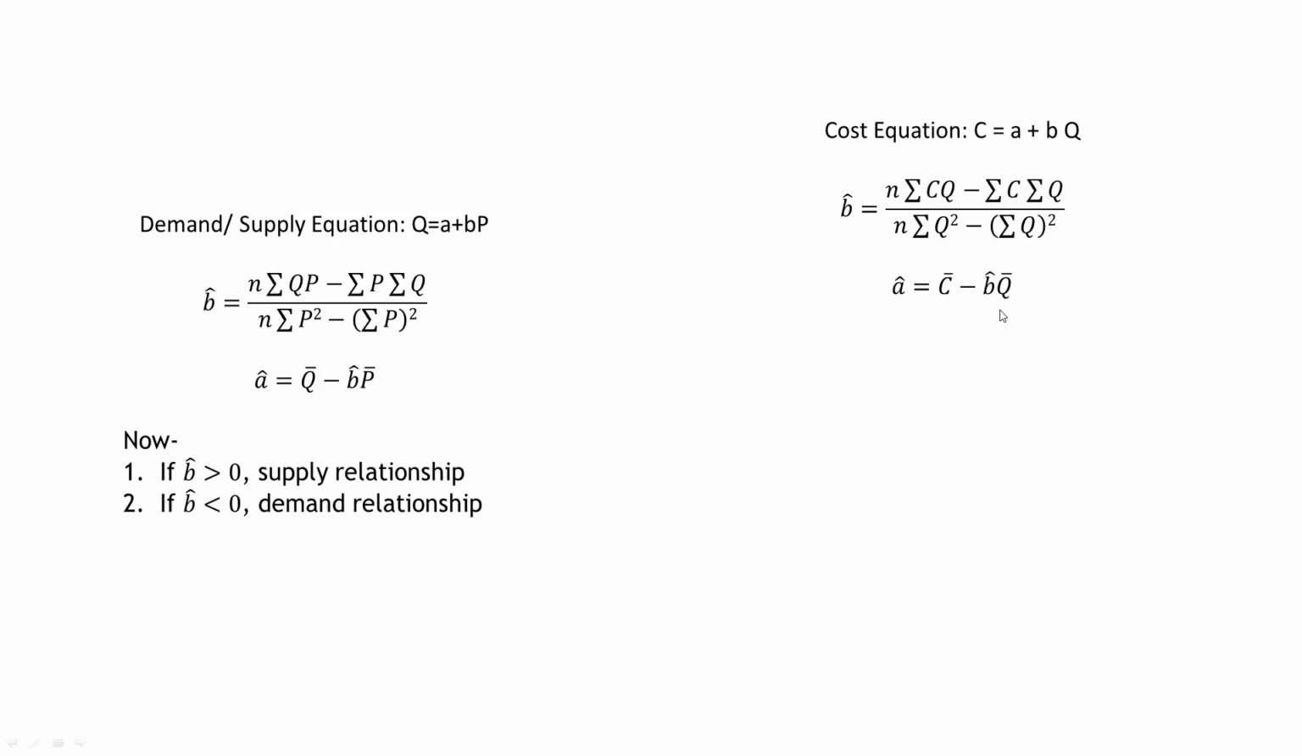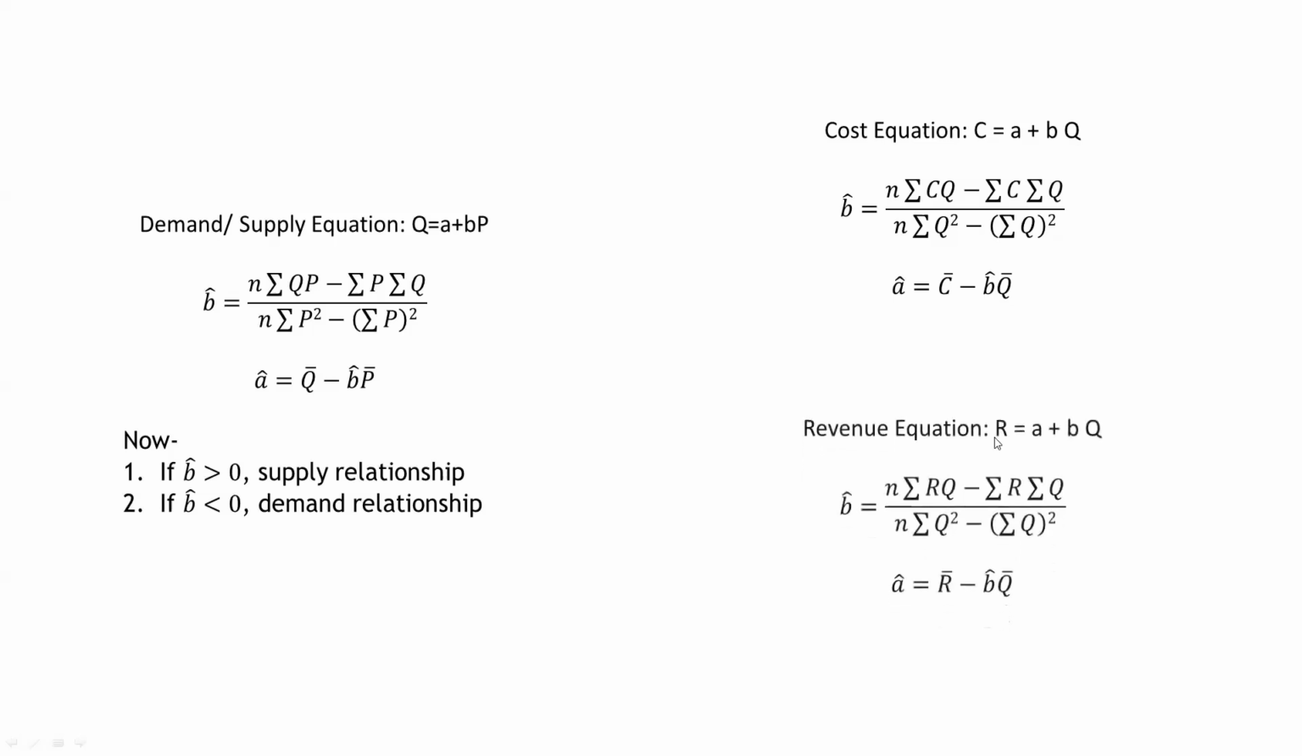For the revenue equation, where revenue is the dependent variable and quantity is the independent variable, the estimated value of the slope B, that is B cap, equals n sum of RQ minus sum of R sum of Q divided by n sum of Q square minus sum of Q whole square, and A cap equals R bar minus B cap Q bar. Following this notion, you can customize the formula to estimate any sort of regression equation.